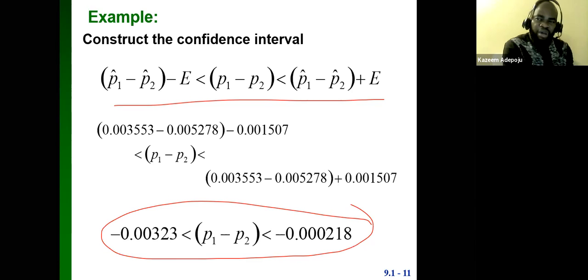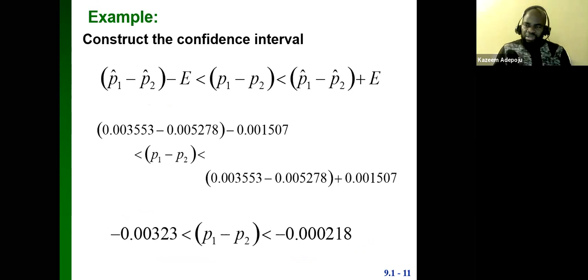It means the number of fatalities recorded when an airbag is available is actually different from the number of fatalities recorded when there is no airbag at all. Because when you take a look, the interval does not include zero. In a situation whereby the interval includes zero, that is when you're going to say there is no significant difference between the fatality rates for the two groups.